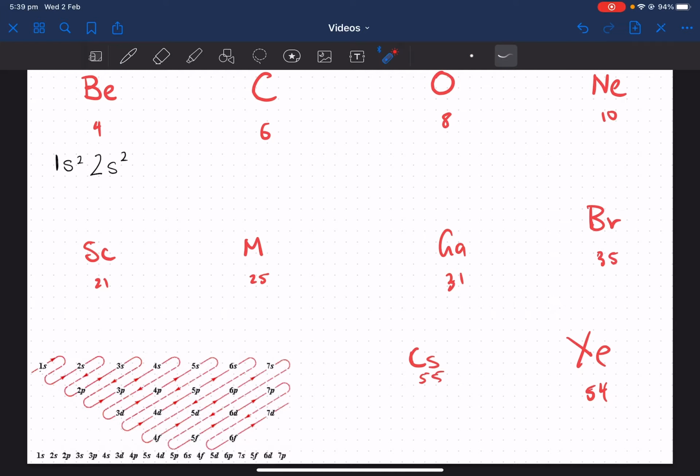And our final check: these little numbers at the top must equal the atomic number. So 2 plus 2 equals 4, so that's great.